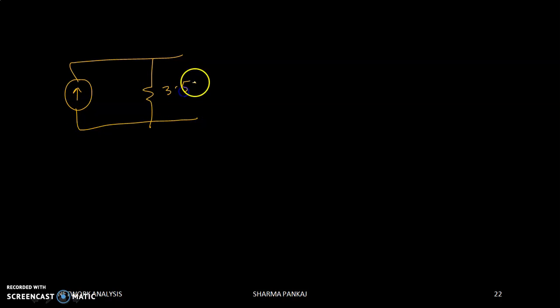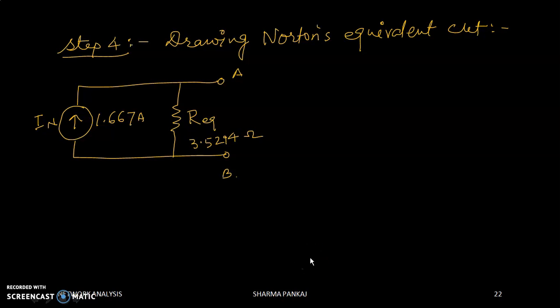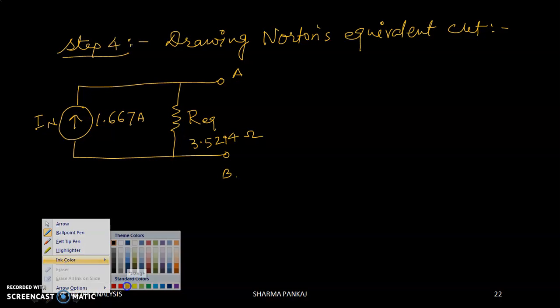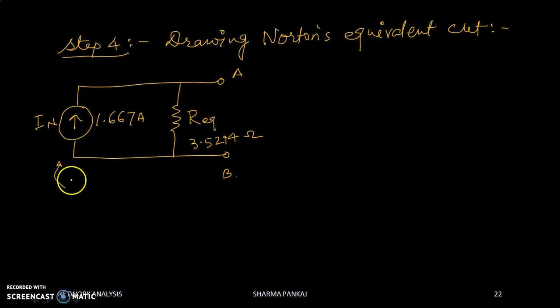Now step number 4, which is the final of this, the Norton's equivalent circuit, which is this is your 3.5294 ohm, and this is your 1.667. Now in the step number 4 we are going to draw Norton's equivalent circuit. That is, while we have calculated Norton's current and equivalent resistance, the equivalent circuit, that is Norton's equivalent circuit, will be like this. This is our equivalent circuit. This is our Norton's current source, and this is our equivalent resistance, or RN.